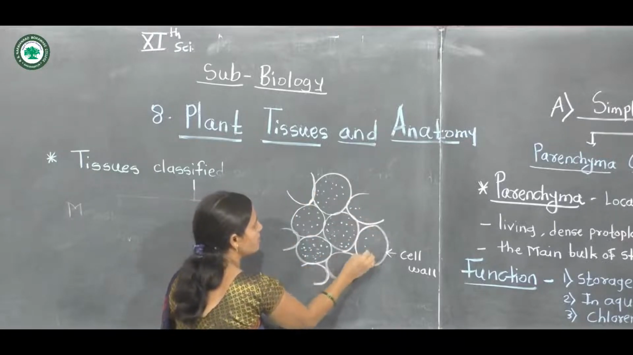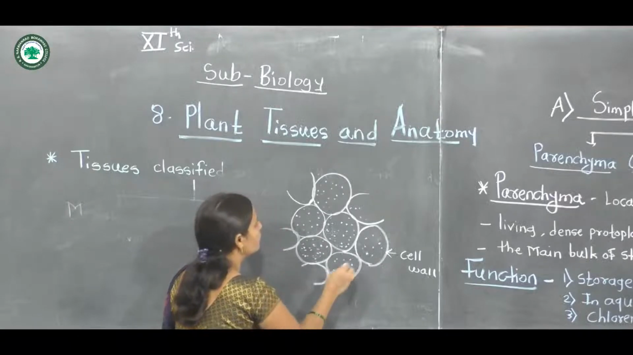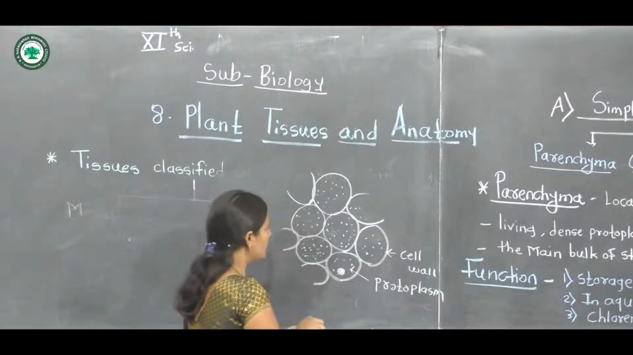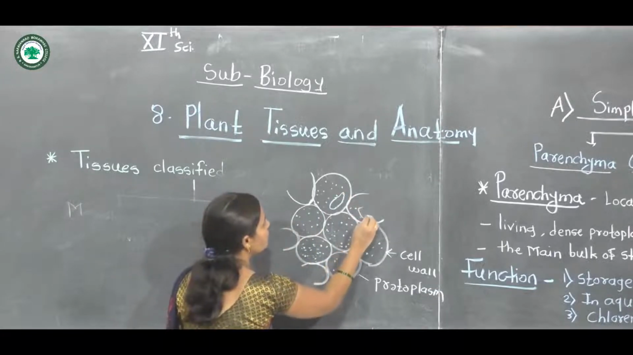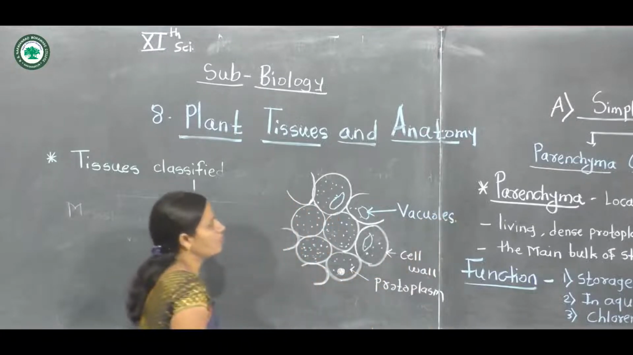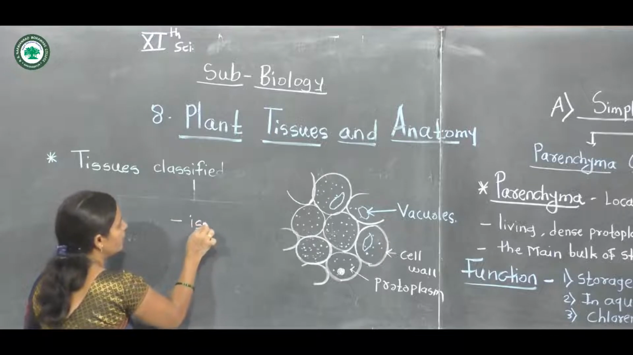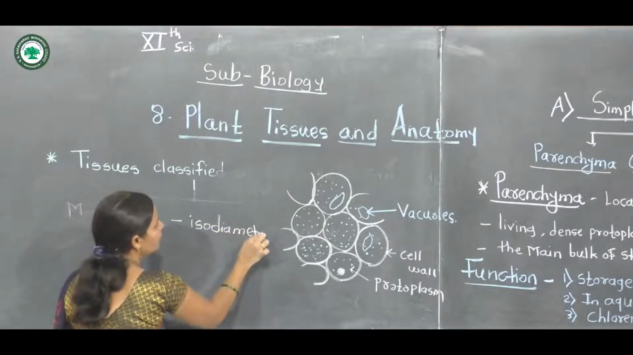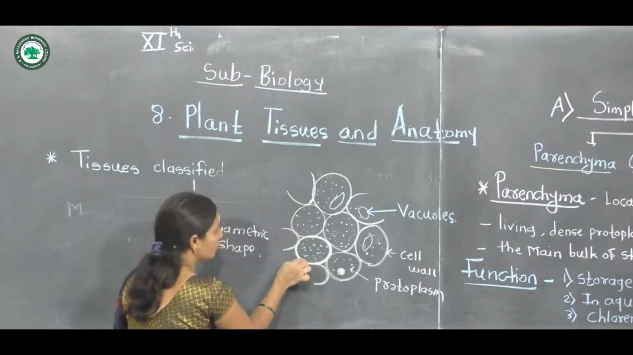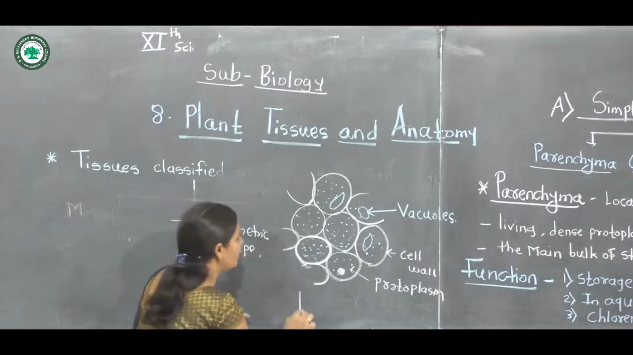In these parenchyma cells there is a large amount of protoplasm and a nucleus. In some cells, vacuoles are present. The cell is isodiametric in shape, which means the size of the cell is equal in length and width. These are the isodiametric cells of the parenchyma.